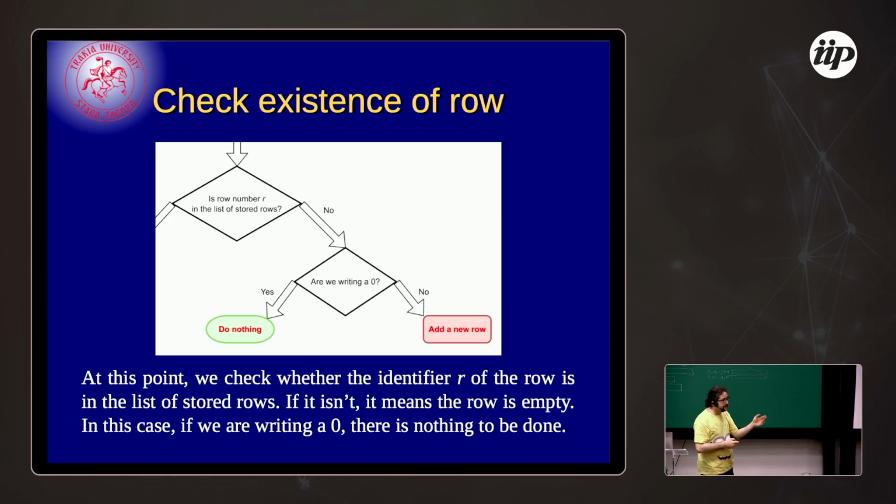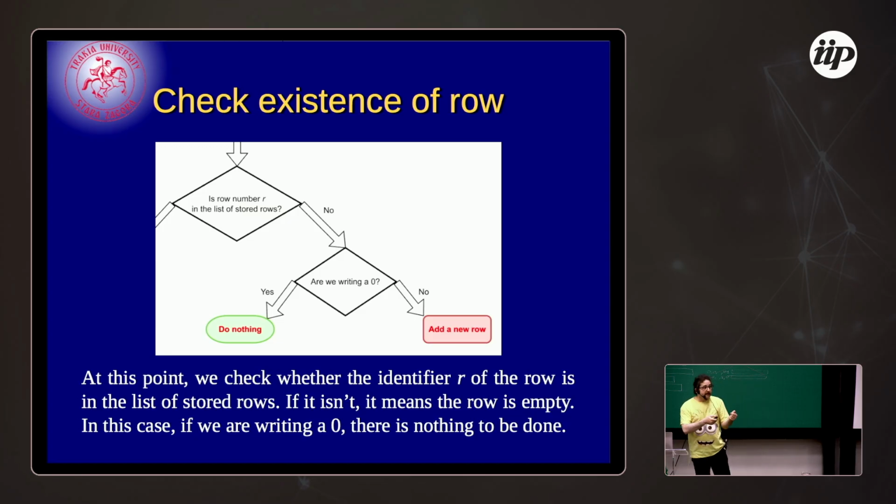Like before, binary search, we will search for it. Two possibilities: either the row is already there, we have already recorded something, or not. If we have not recorded that row, it means so far the row is entirely made of zeros. Then ask yourself, are we writing a 0? If so, nothing to be done, don't do anything.